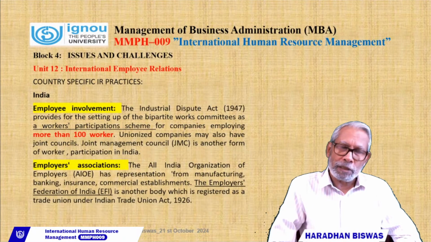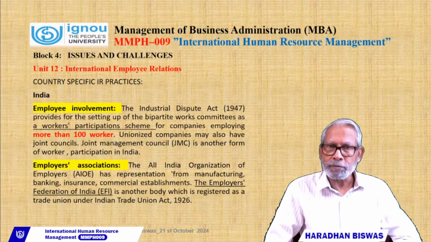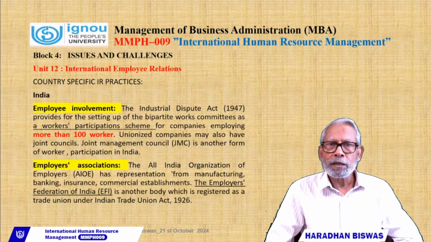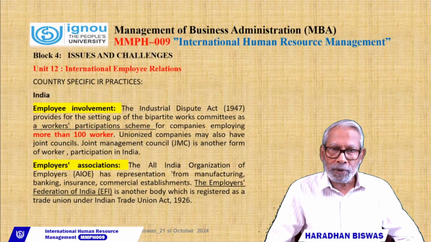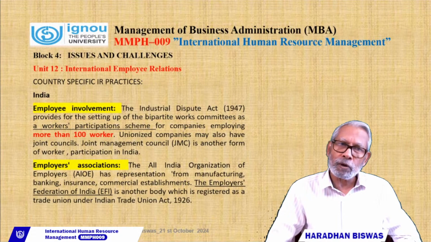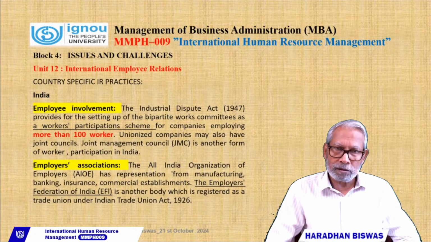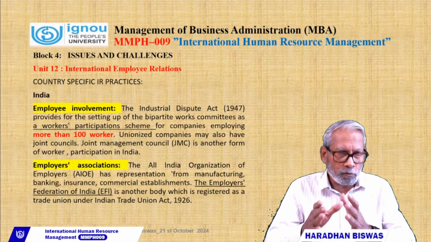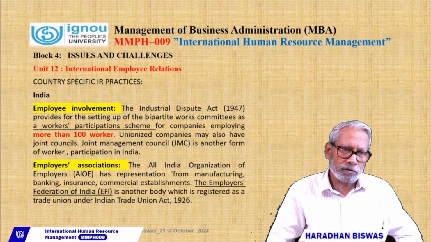Now see the involvement. The Industrial Disputes Act 1947 provides for the setting up of bipartite works committees as a workers' participation scheme for companies employing more than 100 workers. There is a point to be noted here: the 100 workers is mentioned as per the Act. So all these acts have to be written down somewhere in tabular form, and you write as per the Act what the Act says.